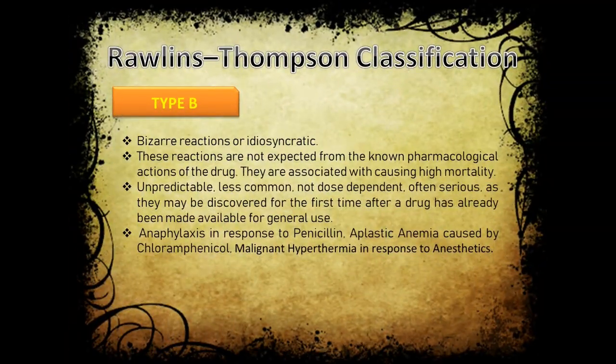Type B, bizarre reaction or idiosyncratic. Idiosyncratic means it's totally unpredictable and it varies from person to person. Since it varies from person to person and is totally unpredictable, the mechanism cannot be determined. The mechanism or the reason for such an effect is not clear. Since the causes of such effects are not easy to identify, the treatment is also difficult, and these are risky as well.